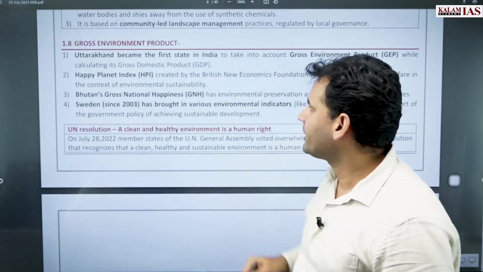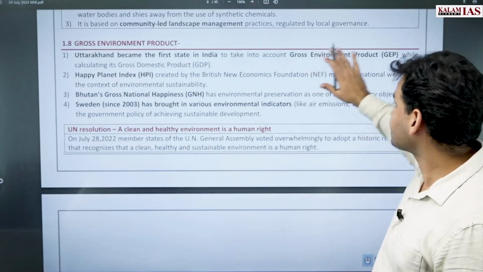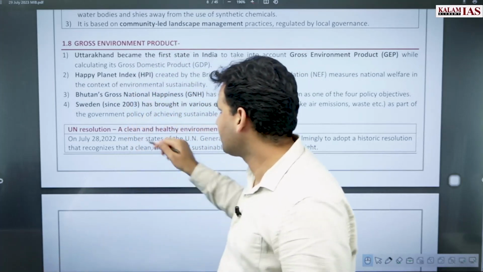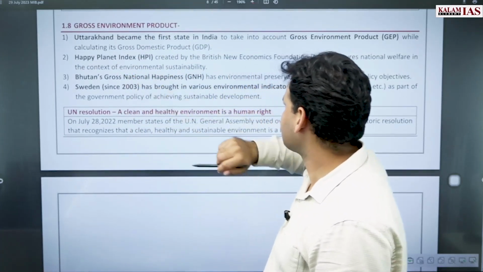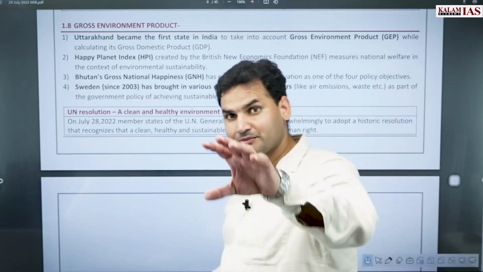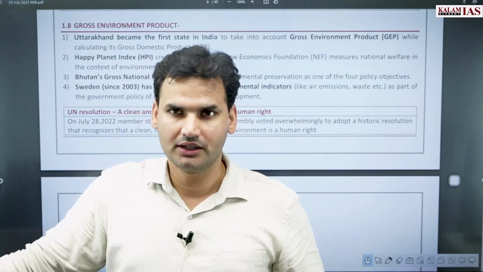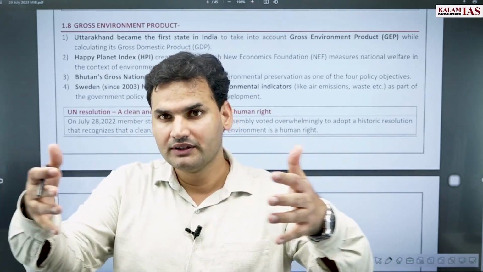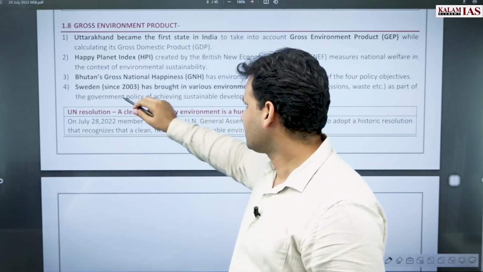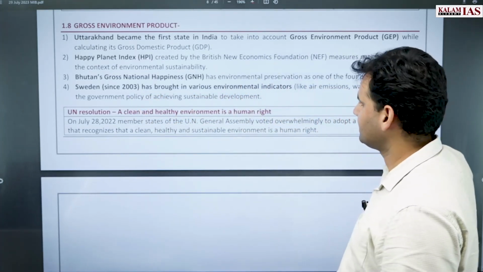Next is gross environment product. Uttarakhand became the first state in India to take into account gross environment product while calculating its state GDP. Happy Planet Index, Bhutan's gross national happiness. Bhutan, despite being a tiny Himalayan state, is an example for the entire world of how to live in sync with Mother Nature. And in Sweden, since 2003, it has brought in various environmental indicators.